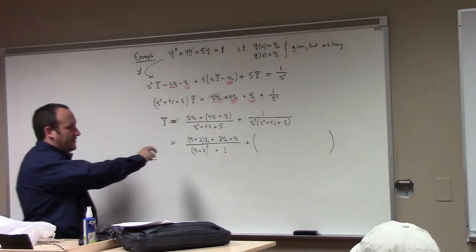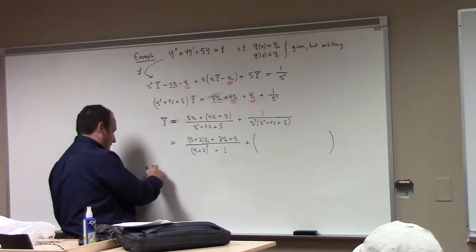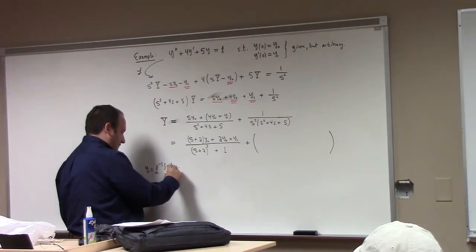Now, this piece, I can already tell you what the inverse transform of this is, right? So y is equal to the inverse transform of big Y, as a function of time, of course.